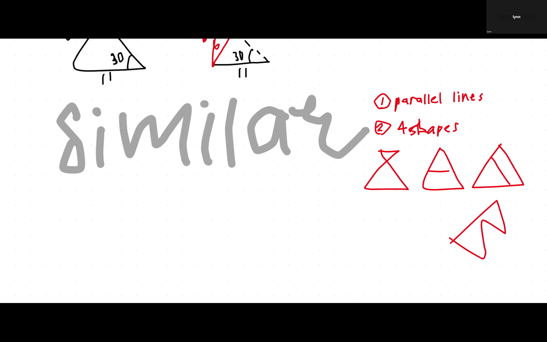So parallel lines is here, parallel, parallel, parallel. Parallel lines. So these are clues to tell you that it is similar triangles. And what are the different shapes? What shape do you think this one looks like? The first one.